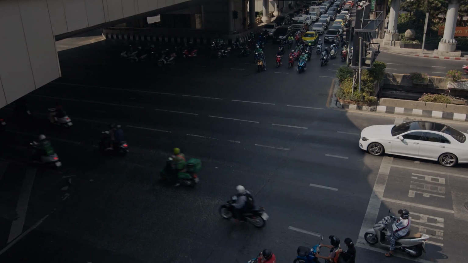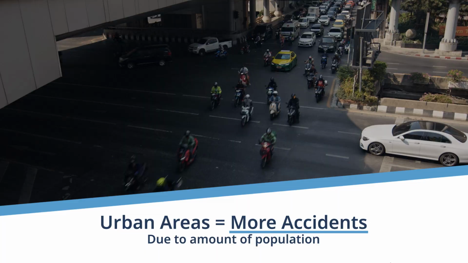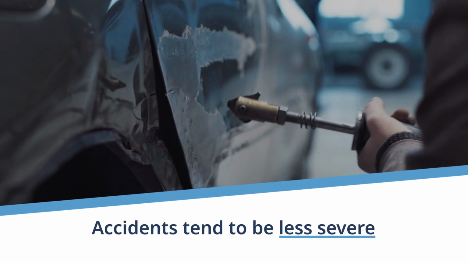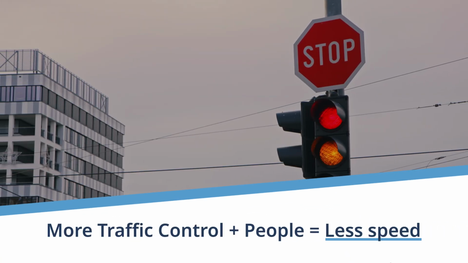In urban areas, you tend to have more accidents due to the amount of population that's in that area. Also with urban areas, the accidents tend to be less severe, less catastrophic than rural areas. The reason behind that is you have a lot of traffic control devices. The amount of people on the roads typically prevents you from getting to speeds which would cause a catastrophic accident.